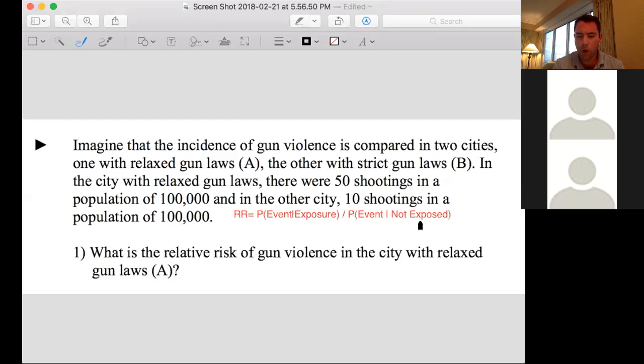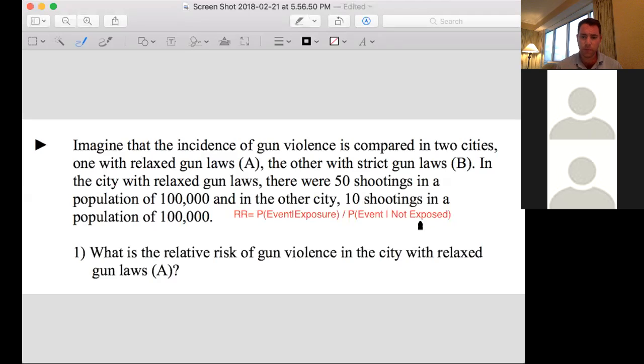Yeah, so it's the probability of the event occurring given they were not exposed. So it's the probability of shootings in the strict gun law city. So you calculated that to be 10 over 100,000. That's absolutely right. That's the probability in the denominator. And then you would just calculate what the relative risk is. And it's actually fairly straightforward.